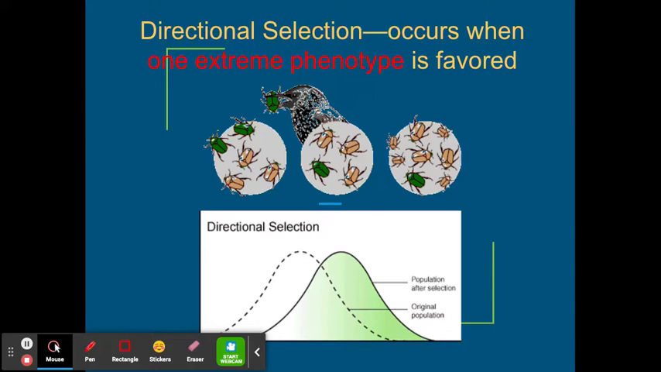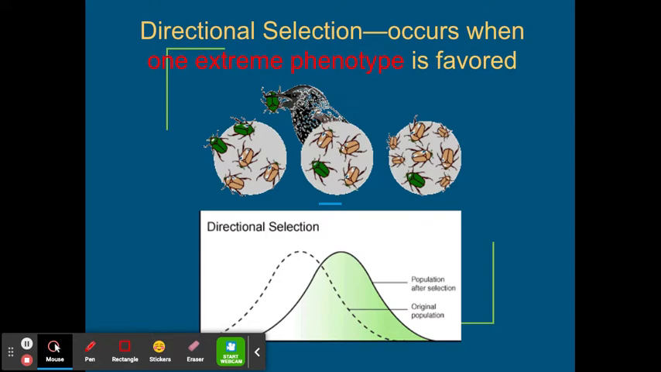So this is going to occur when one extreme phenotype is favored. Remember, phenotype means what they physically look like. So in this example, we're looking at beetles. This is going to be green beetles or tan beetles. In this example, the tan ones are going to be favored. So you can see the graph is going to start shifting to the right because that extreme phenotype is going to be favored.